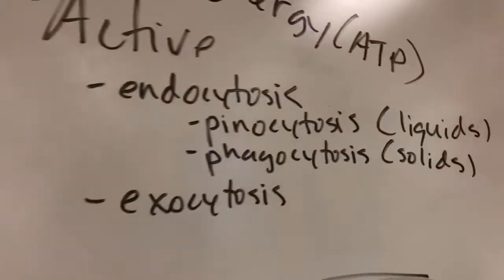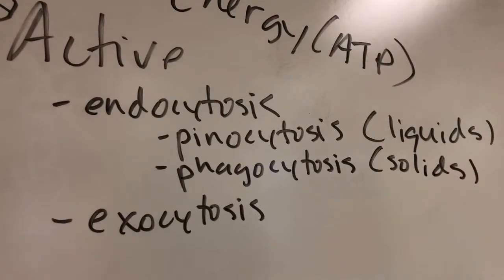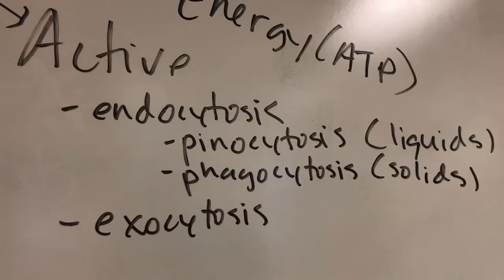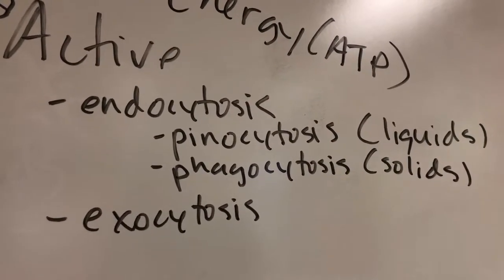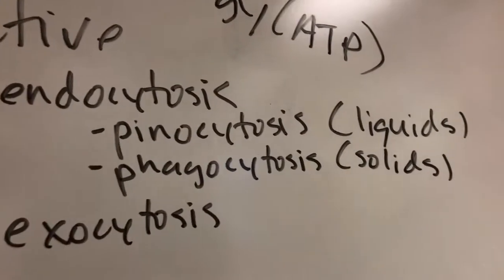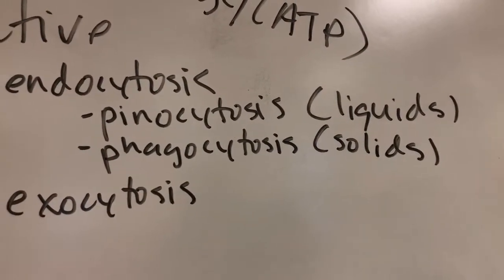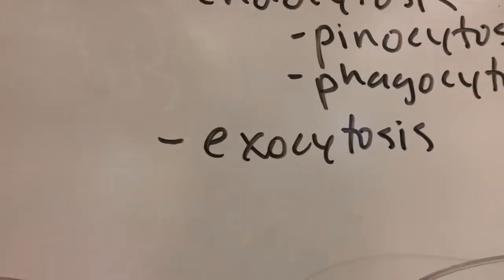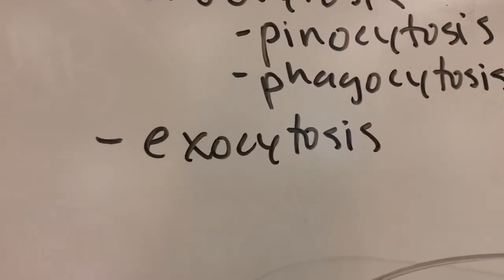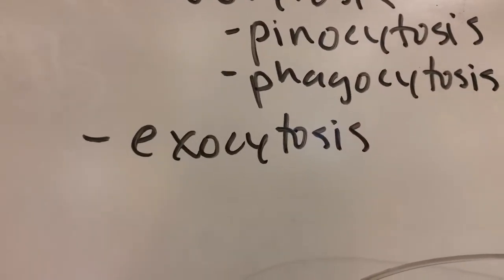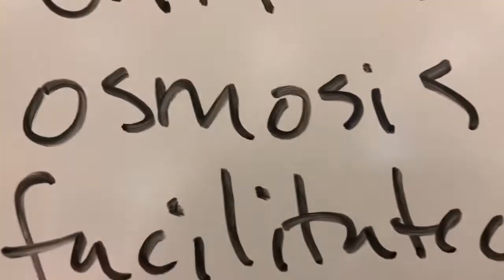In active transport, you have endocytosis, which is the movement of large molecules into the cell, and there can be two types. You have pinocytosis, which is liquid particles, and phagocytosis, which is solid particles. And then when the cell expels large contents out of the cell, it's a process called exocytosis. But this activity is going to focus specifically on osmosis.